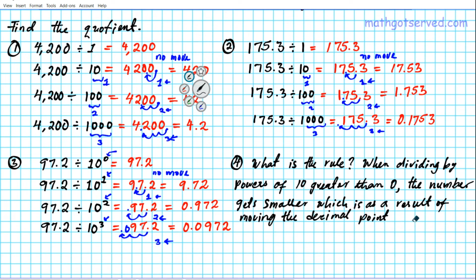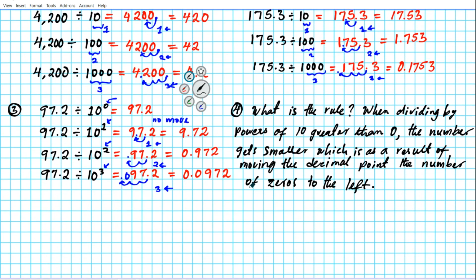Where do you move the decimal point when you're dividing? I'm moving the decimal point the number of zeros to the left. That's the pattern. So the result is always smaller, and that's as a result of moving the decimal point, the number of zeros of the power of 10, to the left. That's the rule that we applied to questions 1, 2, and 3. Keep that in mind, extremely important.